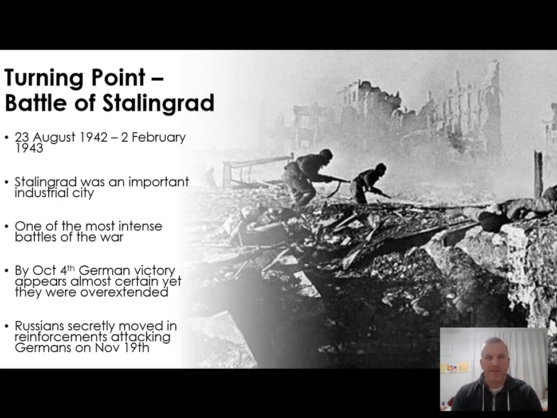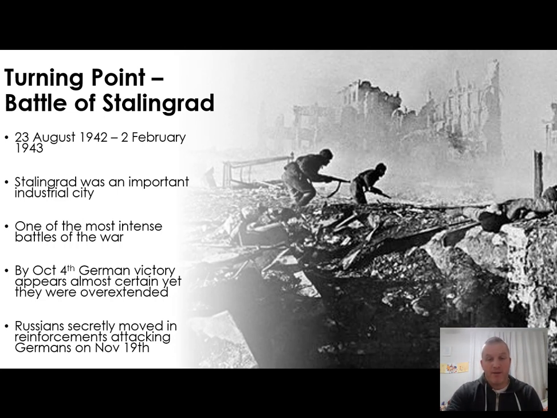It's really horrific kind of warfare. Initially for the Germans, it's going really well. By the 4th of October, it looks like the German victory is going to be certain, but the problem is that it overextended their lines, and they rely not just on their own troops, but on troops from other countries like Romania and that who weren't as invested.